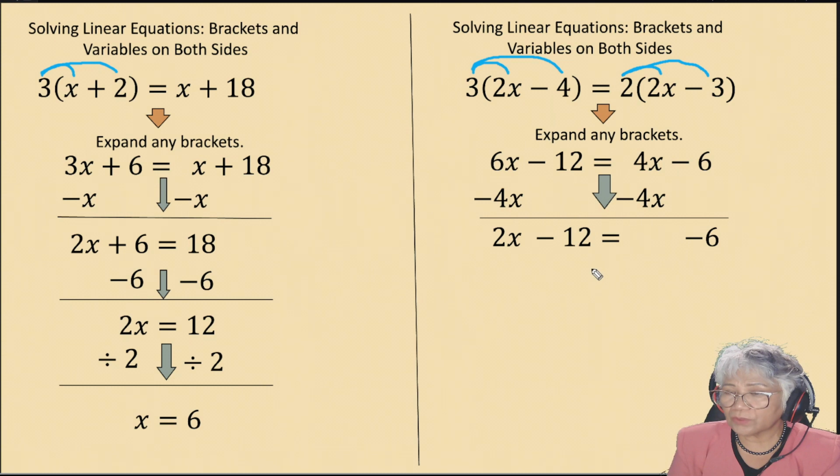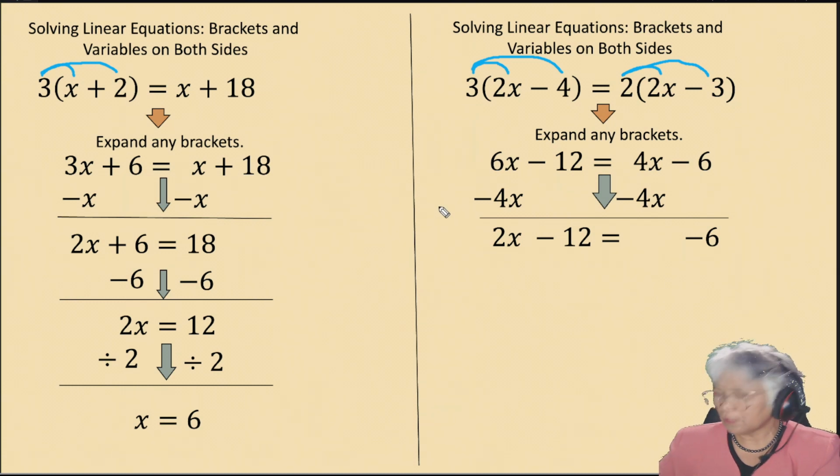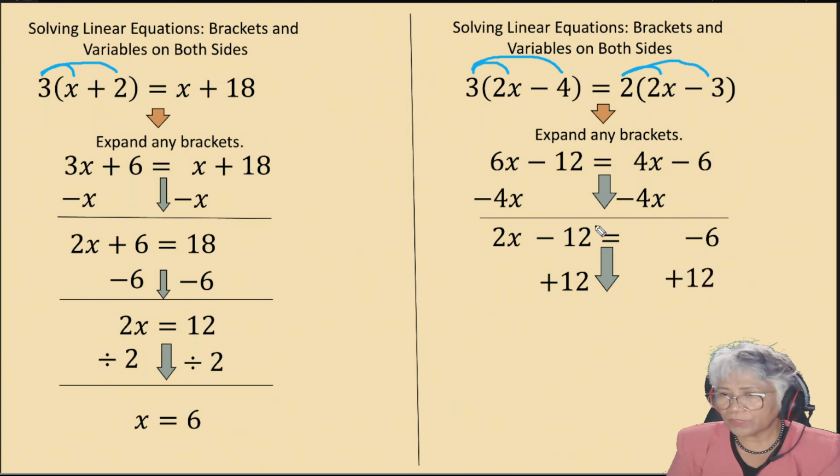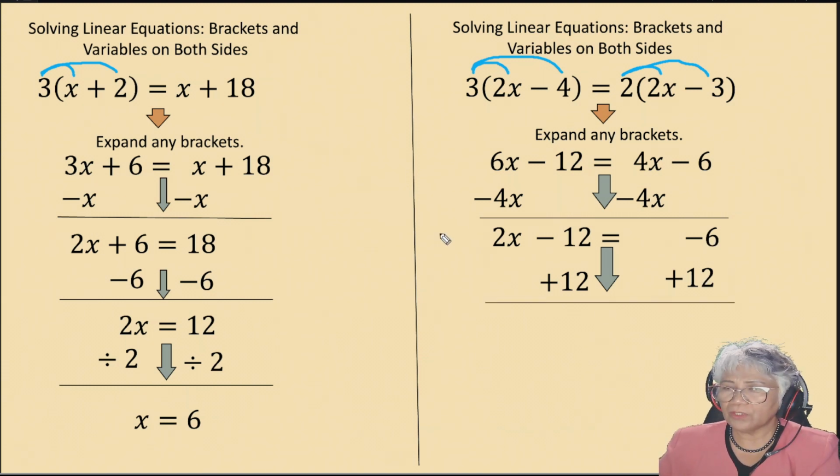So next we need to remove these from the left side of the equation. So we're going to use the opposite or inverse operation, which is plus. So plus 12 and plus 12. So this one will disappear. It will be equal to 0. This will be the same, and that one we need to subtract. So you have here 2x is equal to 6.